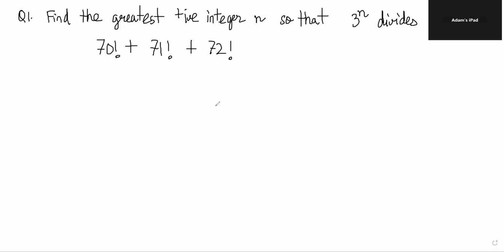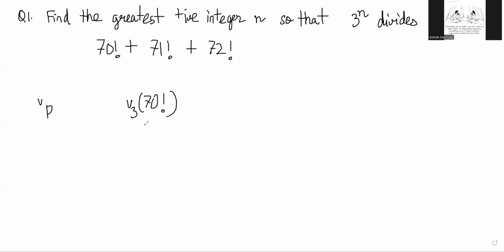I got 32. You're missing something, some small values. Okay, I think you have just calculated V of 3 of 70 factorial. But what about these? Because it's the minimum. No.